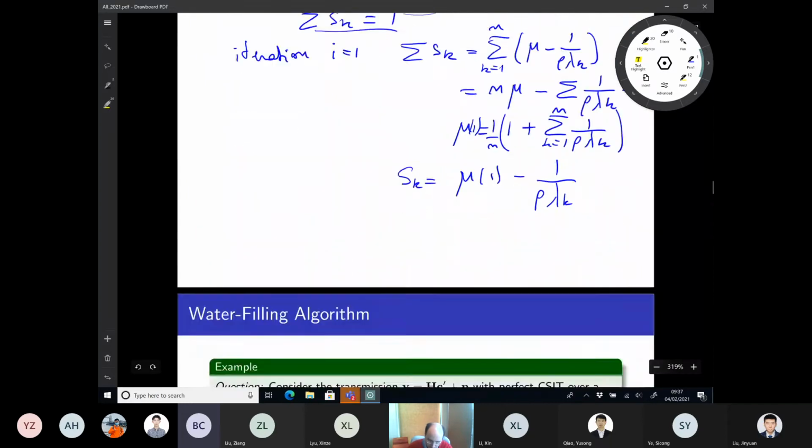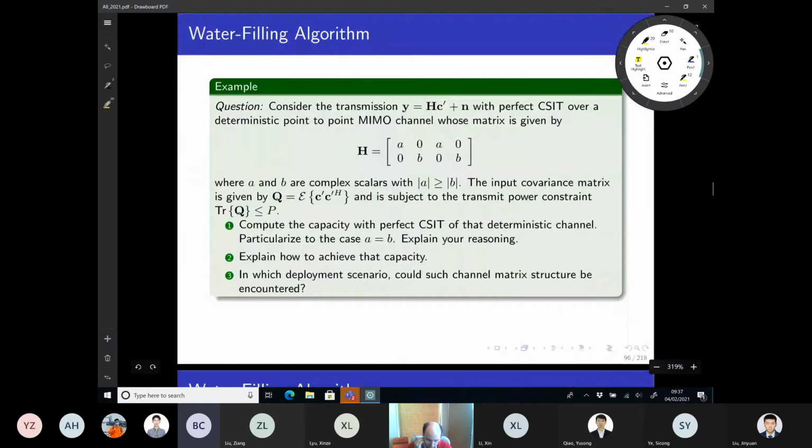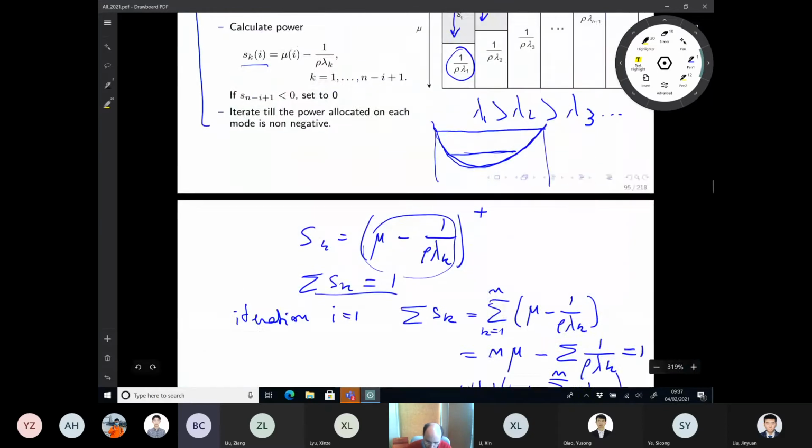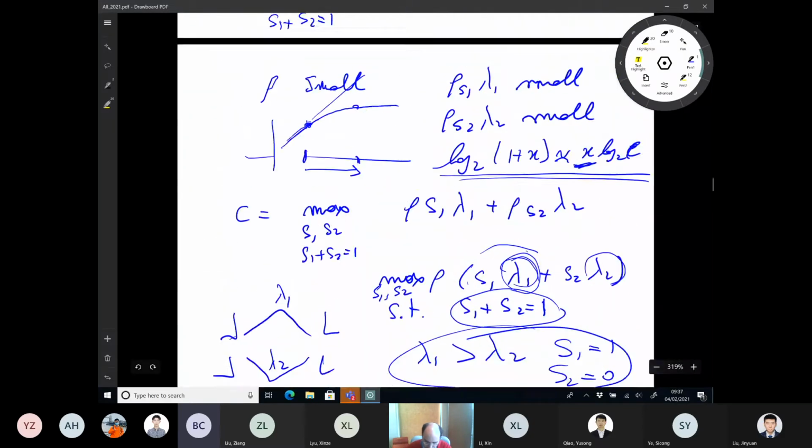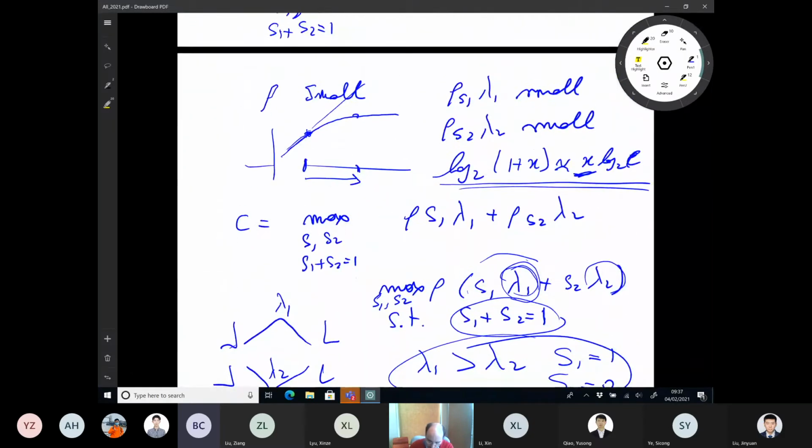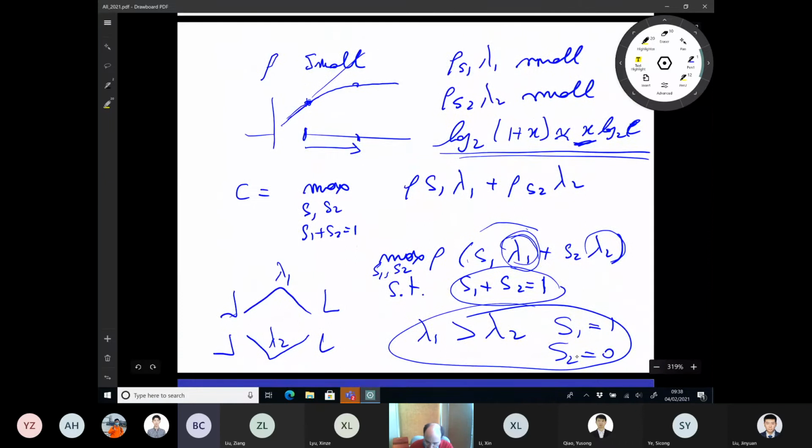Good. So let's see this over an example here. So let me add one more thing here. I was saying that if rho is small, you allocate your power only to one of them, right? As rho increases, you allocate power to multiple eigenmodes, right?